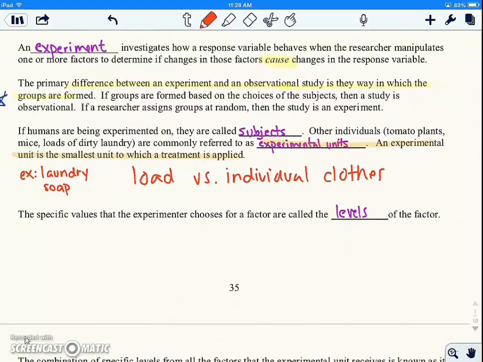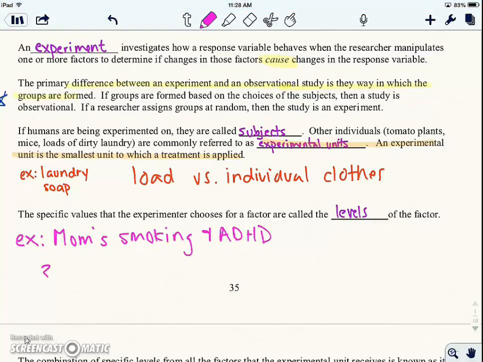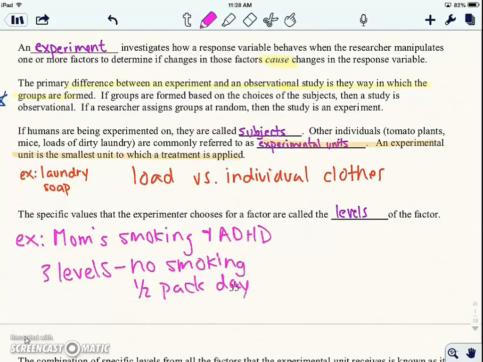Now let's talk about levels. So let's say we are horrible people, and we're going to ask moms to do an experiment. So, for example, moms smoking and ADHD. Okay, the levels, we could have 3 levels. Not just do you smoke or not, but we could have no smoking, a half a pack a day, maybe a pack a day, to see not only if smoking affects it, but maybe how much you smoke affects it. Okay, so those are levels.